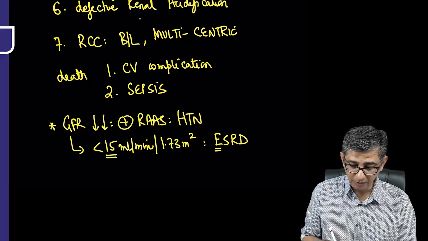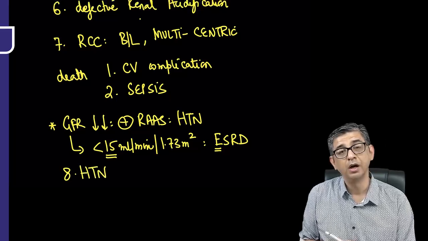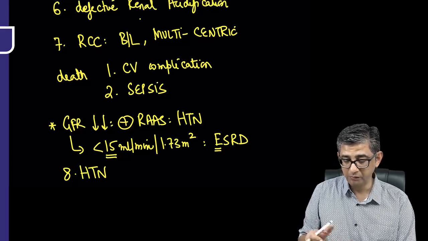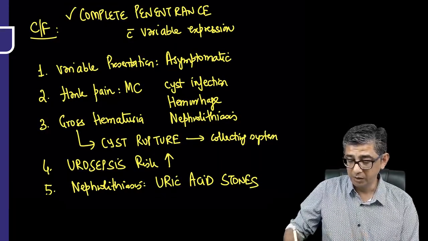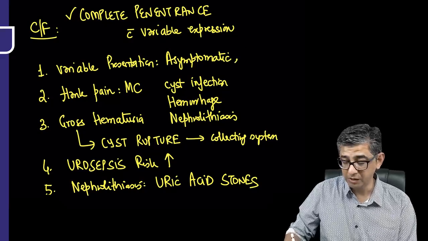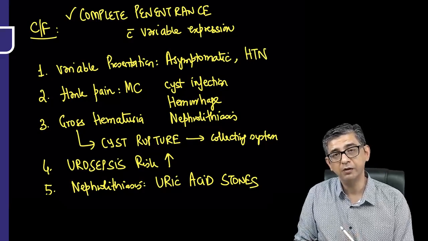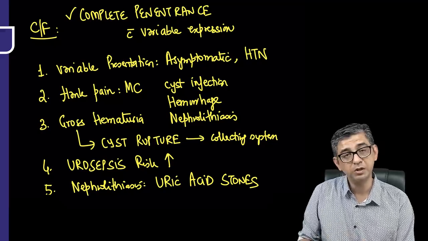As a result of the decrease in the GFR, these patients will also develop hypertension. In fact, this is what I was trying to explain even in point number 1, when I was saying variable presentation, most patients are asymptomatic. But the same person who's asymptomatic at the moment, subsequently he might start having headache. He might start having hypertension, and during the workup of his hypertension, it will be found. Initially, he was asymptomatic.